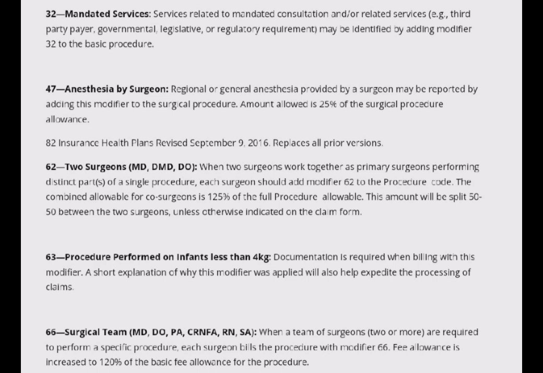47. Anesthesia by surgeon. Regional or general anesthesia provided by a surgeon may be reported by adding this modifier to the surgical procedure. Amount allowed is 25% of the surgical procedure allowance.